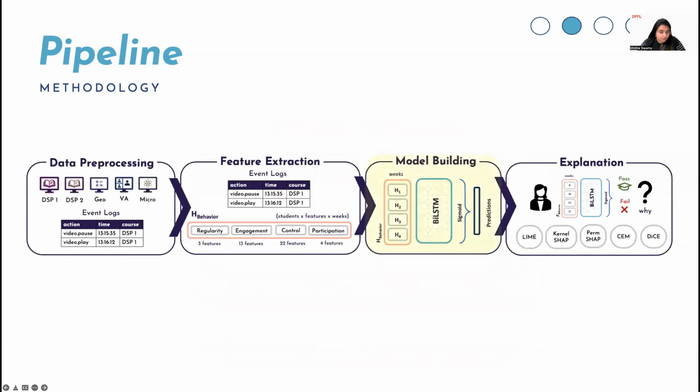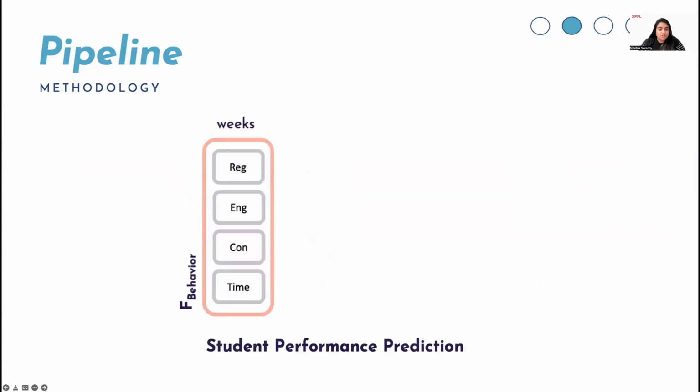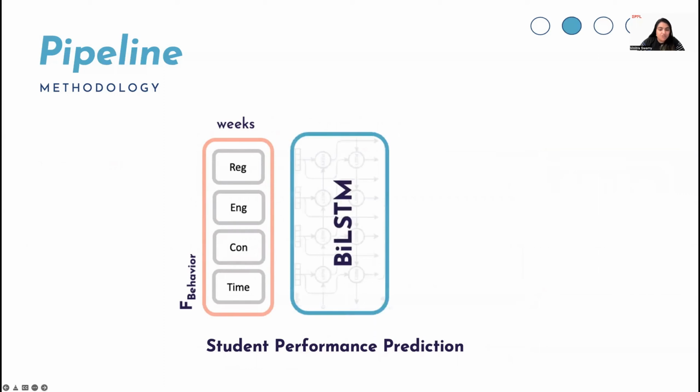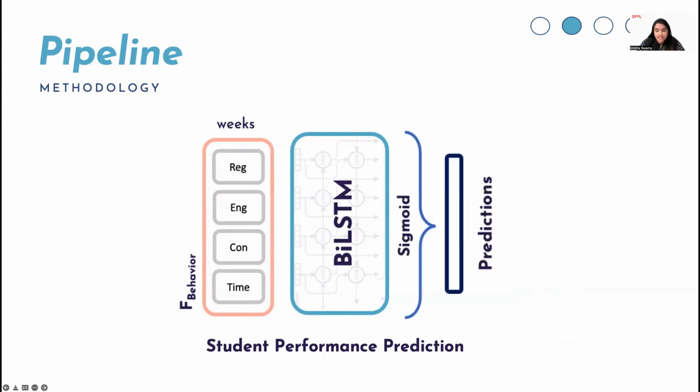We now move on to model building. So for these students, in our student performance prediction task, we have extracted 45 different behavioral features across 10 different weeks for our DSP course and various other weeks for our remaining courses. We feed it into a bidirectional LSTM model. We have experimented with a variety of different architectures as well. Our bi-LSTM performs very well and very high, especially using a large number of data points from the course. And we predict pass or fail performance in general.